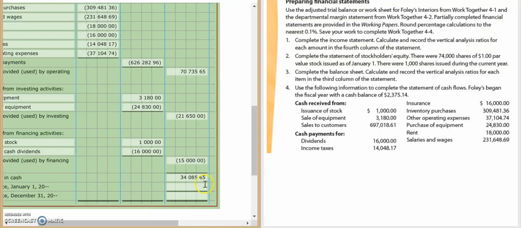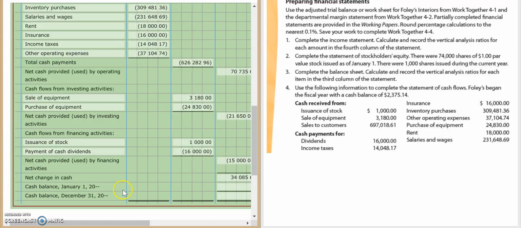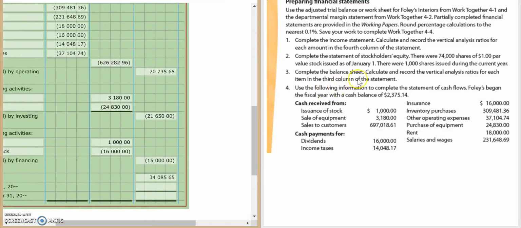And then this is where we need that beginning cash balance as of January 1st. So we look over here and we look at our fiscal year cash balance. It's $2,375.14. So we take that $2,375.14, and then we add those two together and get our ending cash balance of $36,460.79.